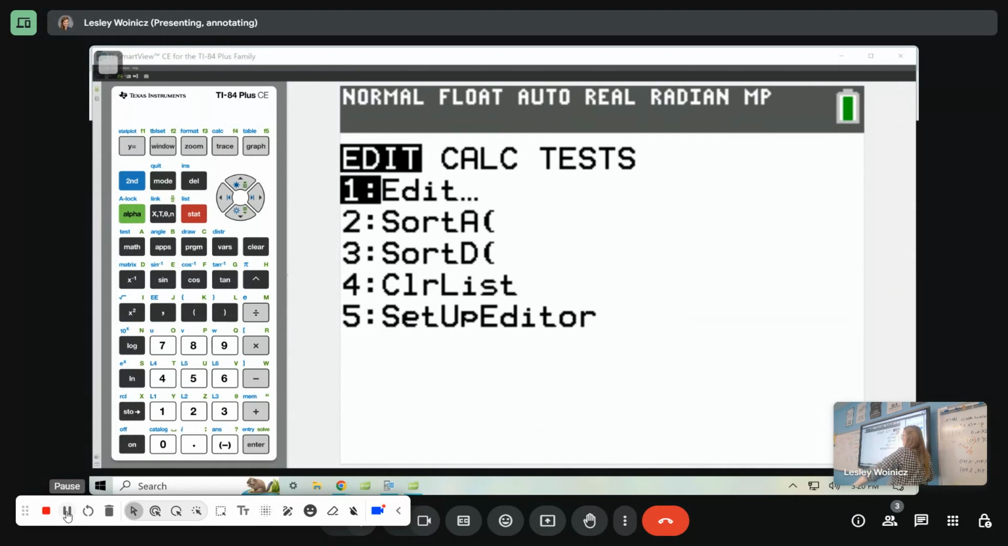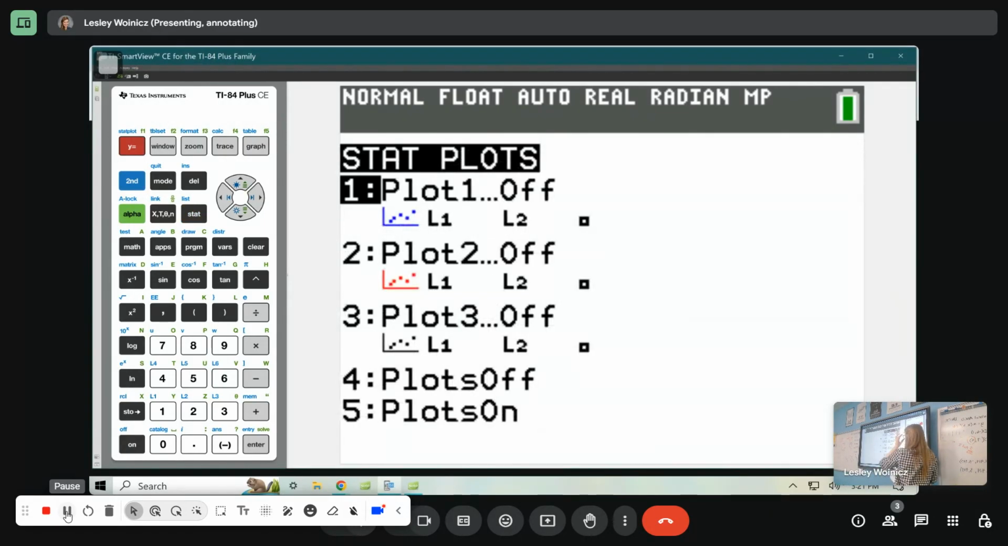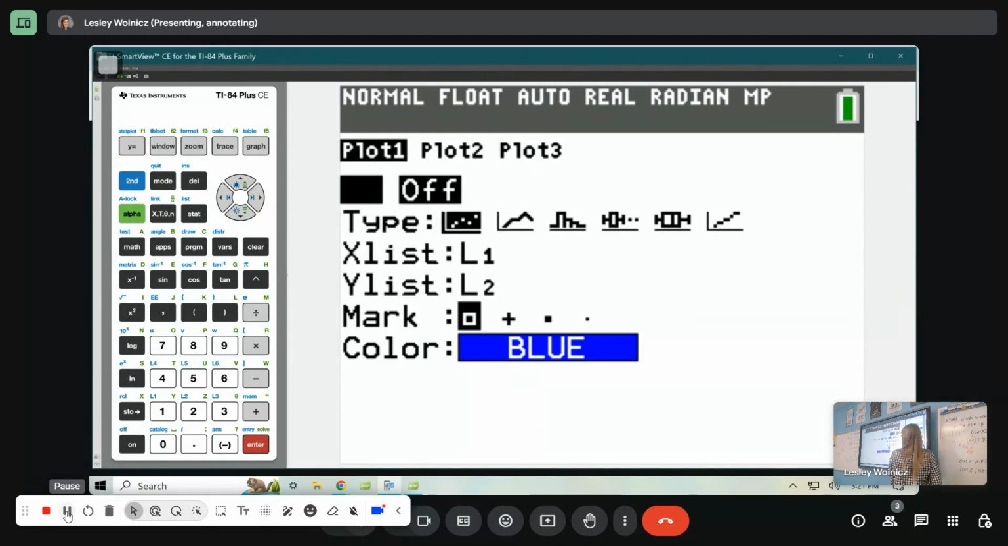Where do you guys see Stat Plot? Look up at the top. Do you see it's right above y equals? Okay, how do I get to the little blue font above y equals? I have to hit the second button. So we're going to go second y equals. How do you think we're going to turn on Stat Plot 1? Yeah, maybe. Yeah. Okay, so I'm going to pick On. Enter.